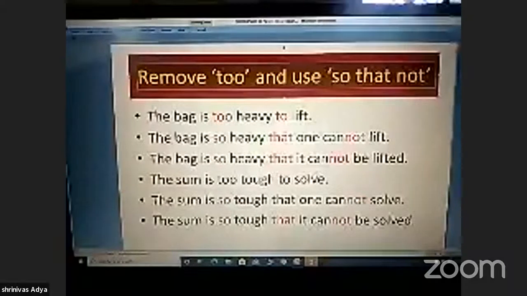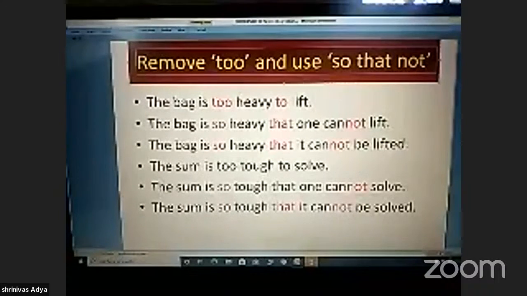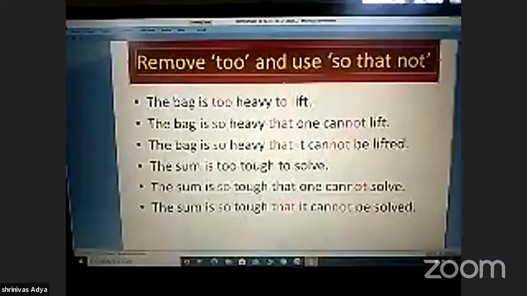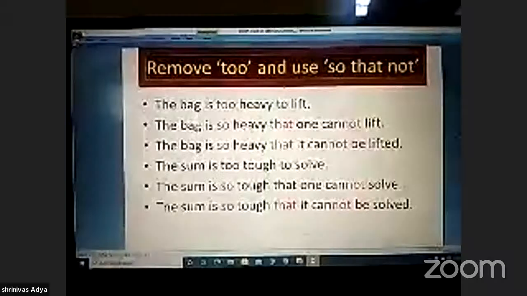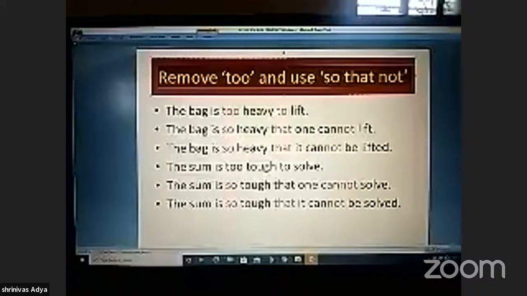Screen is not clear. What happened? Screen is a little bit blurred, sir. Now is it clear? No, sir. A little bit, sir. It's too blurry. Now... Clear, sir. Now I think it is clear. Yes, sir. Okay.